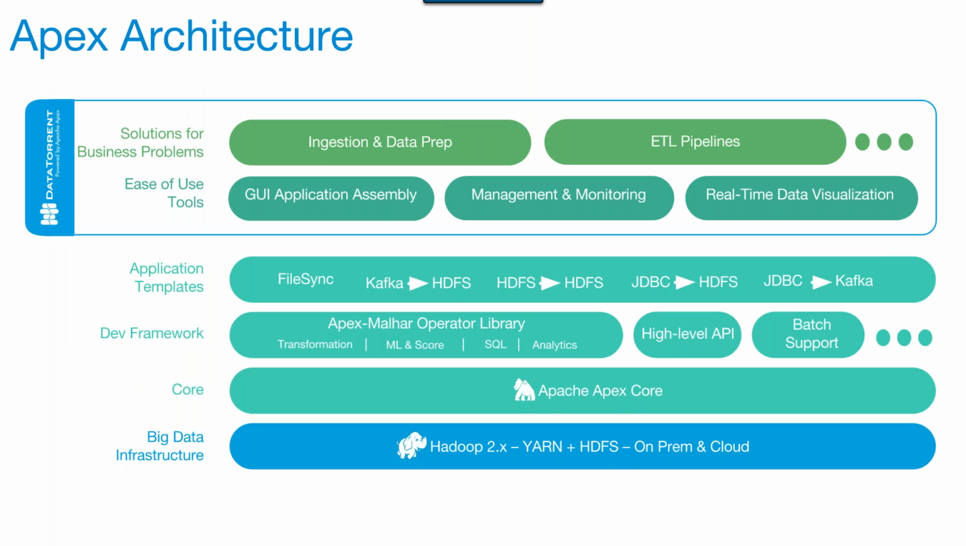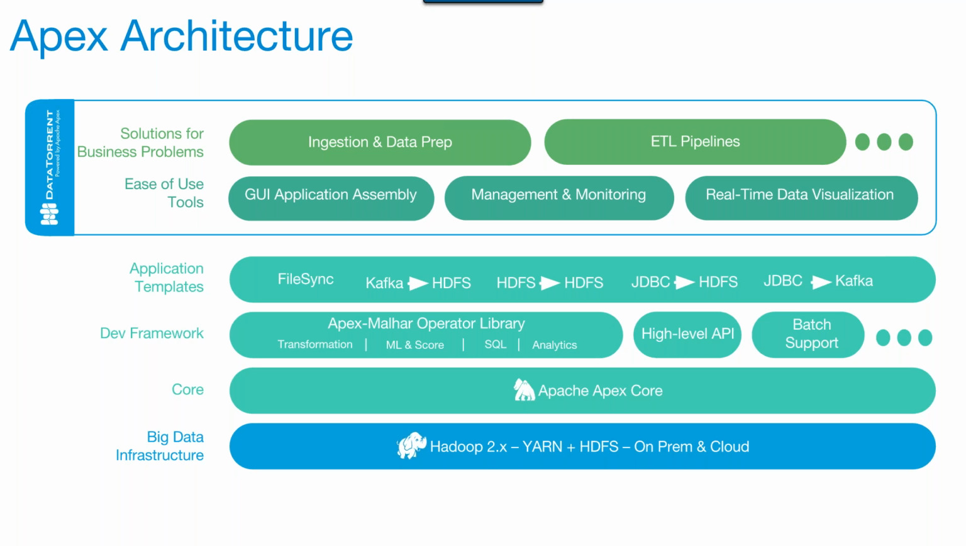Let's move on to the architecture. We have different layers in this architecture. First, at the bottom layer, we have the physical machines or virtual machines or cloud. On top of it, we have a Hadoop 2.x distribution, which has YARN and HDFS, the components of Hadoop. Currently, the minimum supported version is Hadoop 2.6. So our engine will work on top of Hadoop 2.6 or more.